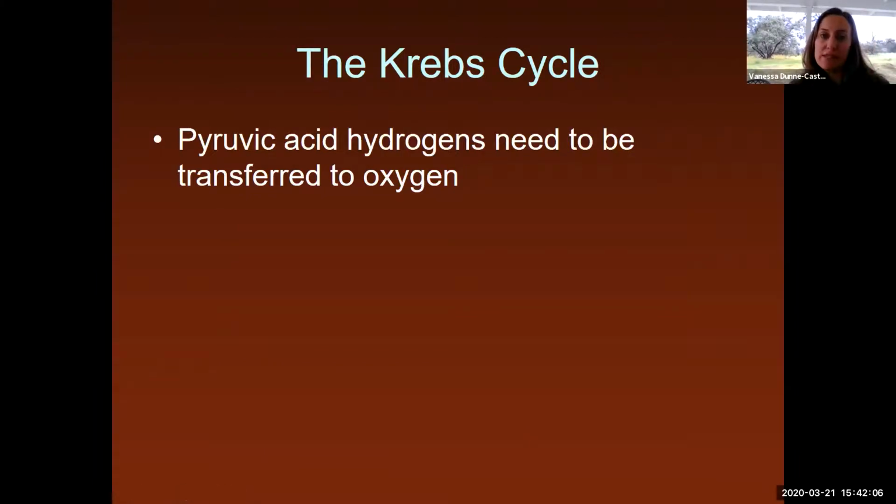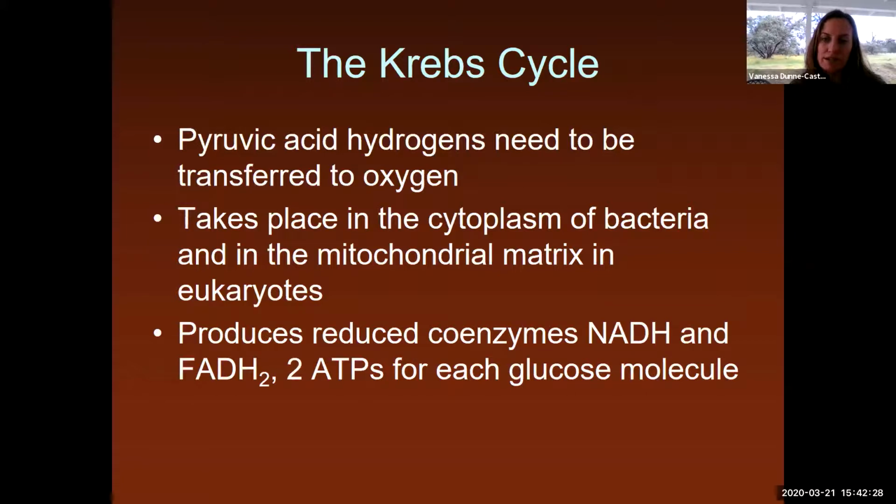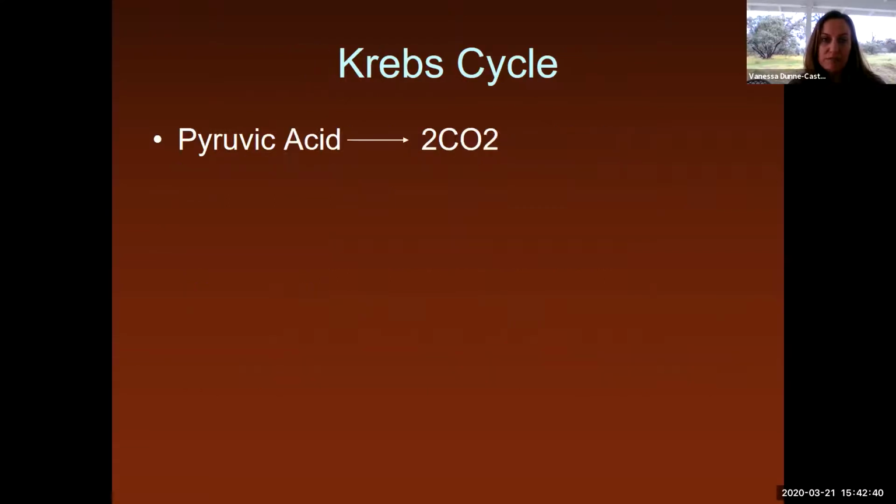The Krebs cycle is a cyclical metabolic pathway. So those hydrogens are eventually downstream transferred to oxygen. So those hydrogens need to go from that acetyl group generated from that pyruvic acid to be donated to electron carriers so that ultimately they can be converted into energy. This is all occurring in the cytoplasm of bacteria and in the mitochondrial matrix of eukaryotic cells. And there is a significant generation of reduced electron carriers here, both in the form of NADH and FADH2. There's also a small amount of ATP generated for each turn of the Krebs cycle.